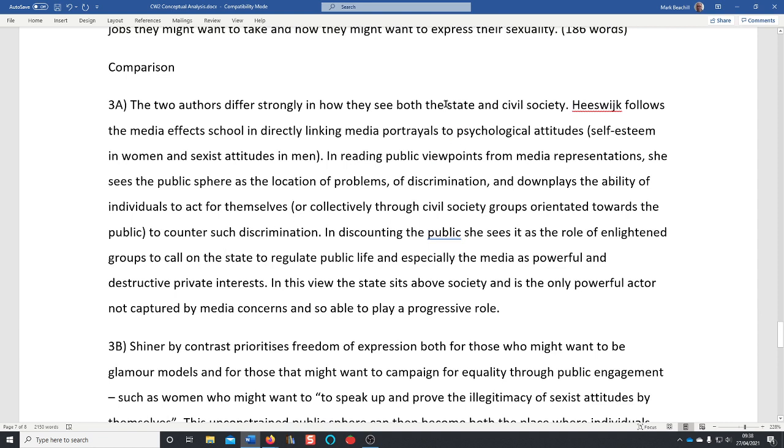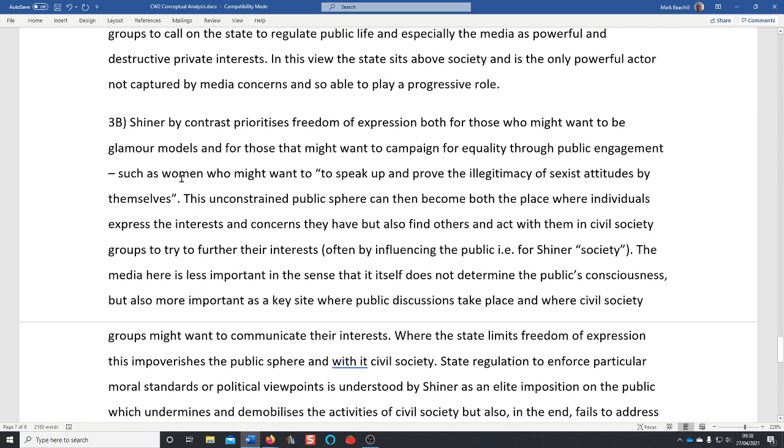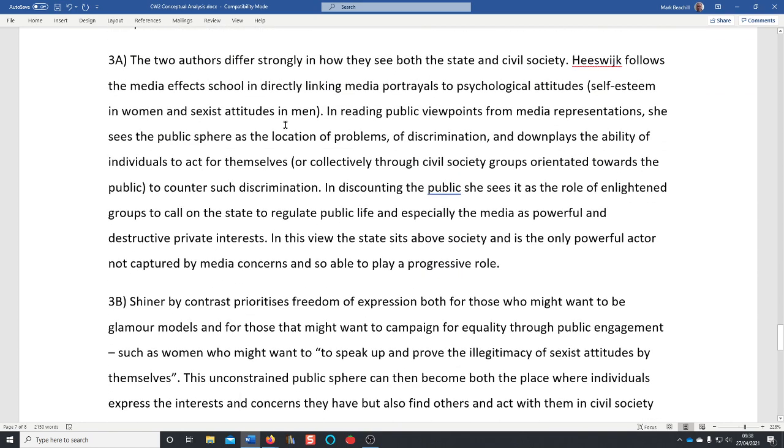we've got different views on the state and civil society and the individual. And this allows us to make a comparison by laying out how the two different authors see it.